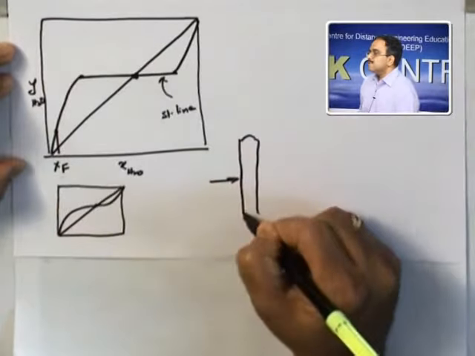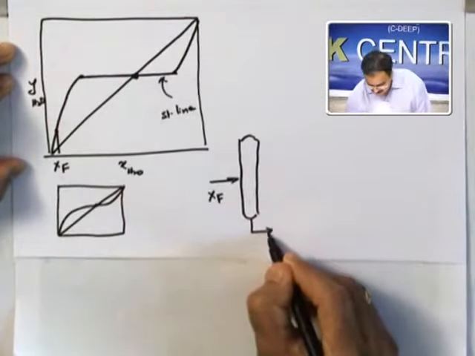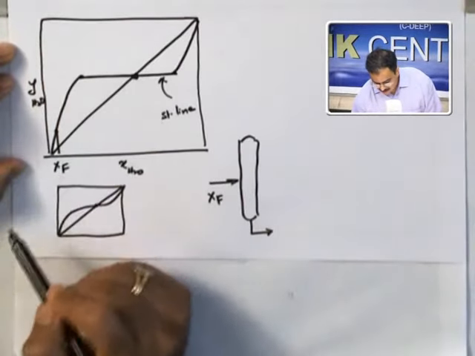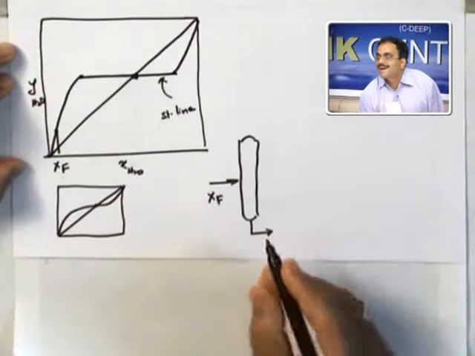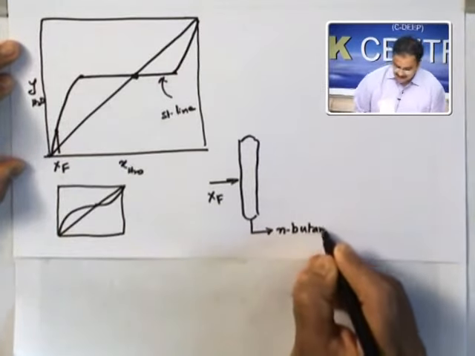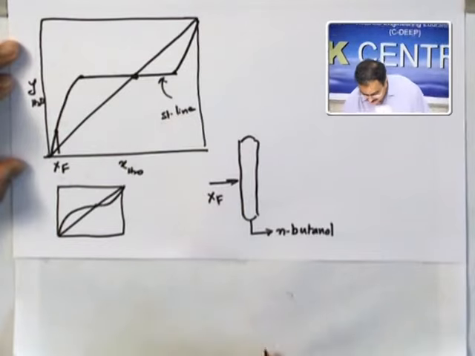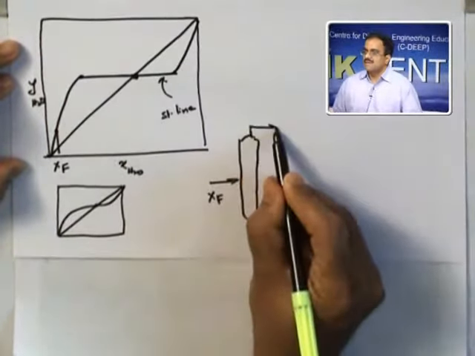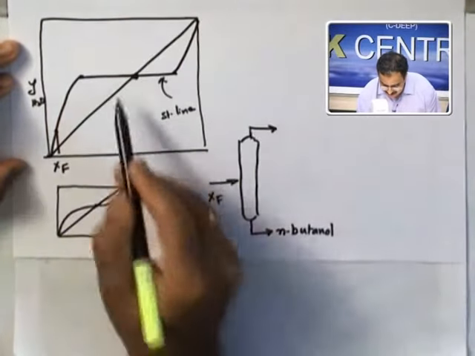What will you get at the bottom? Always look for a stable point. What do you get? Pure butanol. What will you get at the top? Water, azeotrope. So you are somewhere here in this region. If you have a sufficient number of stages, you can go up to this point.